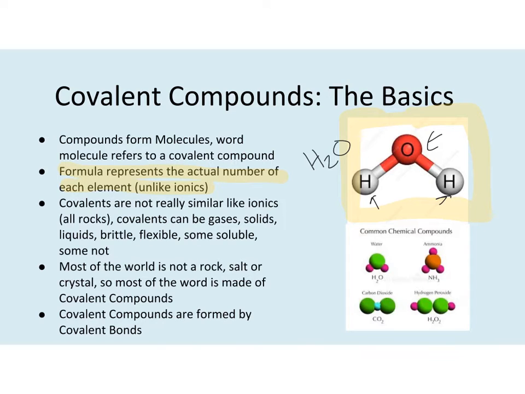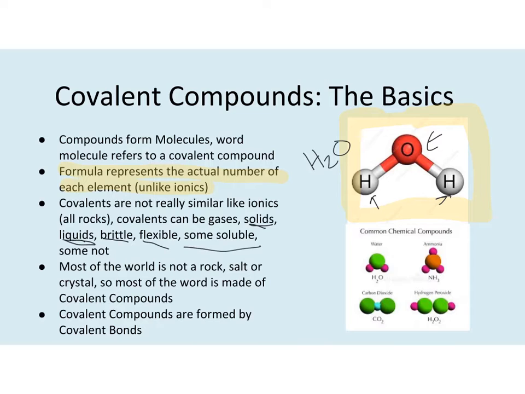Now, covalents are not similar like ionics. Covalents can be gases. If you see a gas at room temperature, you know it's covalent. They can be solids, so you wouldn't know whether it's covalent or ionic. But if you see a liquid at room temperature, for sure you know it is a covalent, like water or ethanol or acetone or oil. All of those are covalents because they're liquids. Some can be brittle, some are flexible, some are soluble, and some are not. So they're really variable, not like ionics that are all the same.